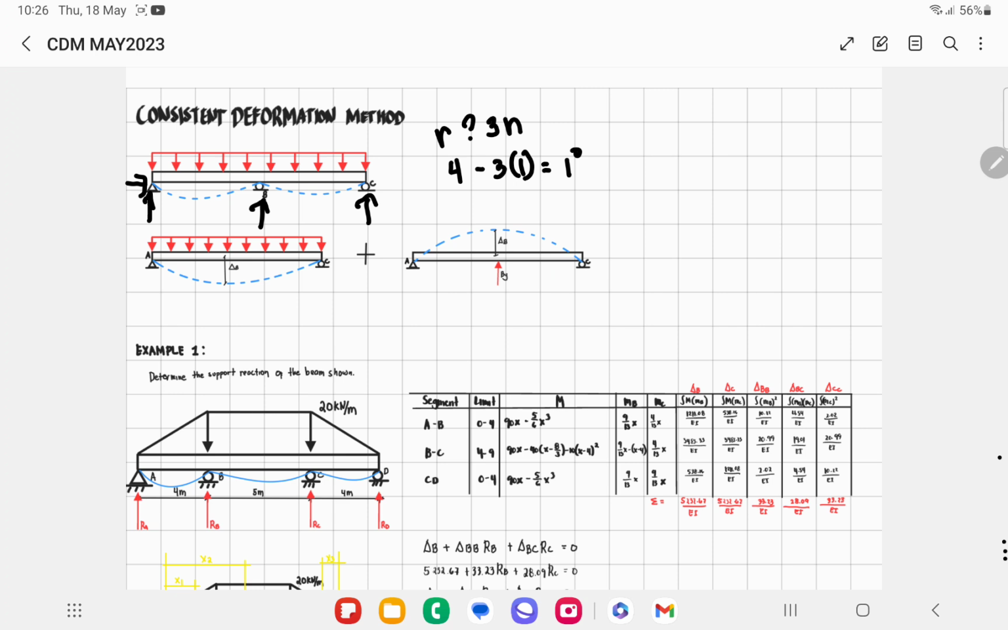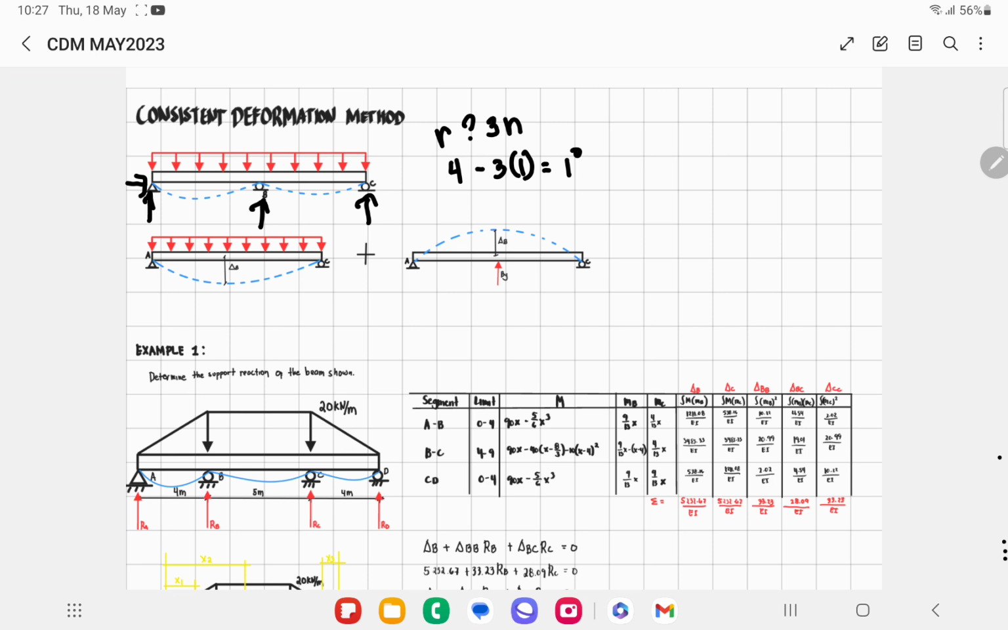So kapag ni-remove natin yan, therefore, yung deflected shape nito is mag-iiba. So magiging ganito siya. Okay? So the number of removed redundant reactions is equal to the indeterminacy of this beam. So meron tayong 1 degree, therefore magtatanggal lang tayo ng 1 redundant reaction. Okay? So yan. So ito yung tinatawag na primary structure. Okay? Yung meron na tayong determinate structure. So this is a determinate structure. This is a simply supported beam. Okay? So yung assumed deflection niya is this.